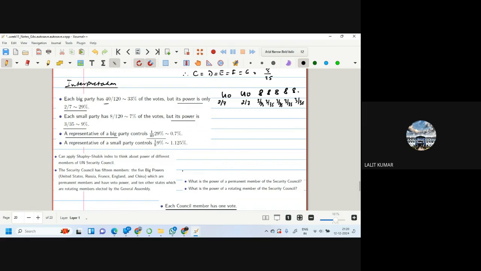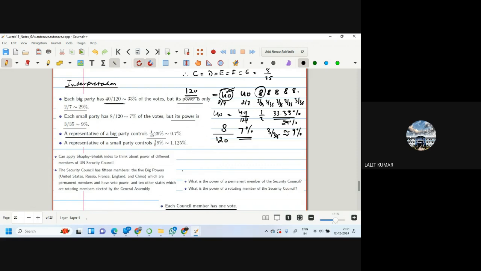So see, 40 by 120, and the total vote is 120. If you add them, 40 out of 120 is 1 by 3, that is 33.33%. But his power index is just 2 by 7, which is just 29%. So his numbers are not commensurate with his power. Whereas the small party, though it is 8 by 120, that is 7%, its power is 3 by 35, which is around 9%. So it has got more power.